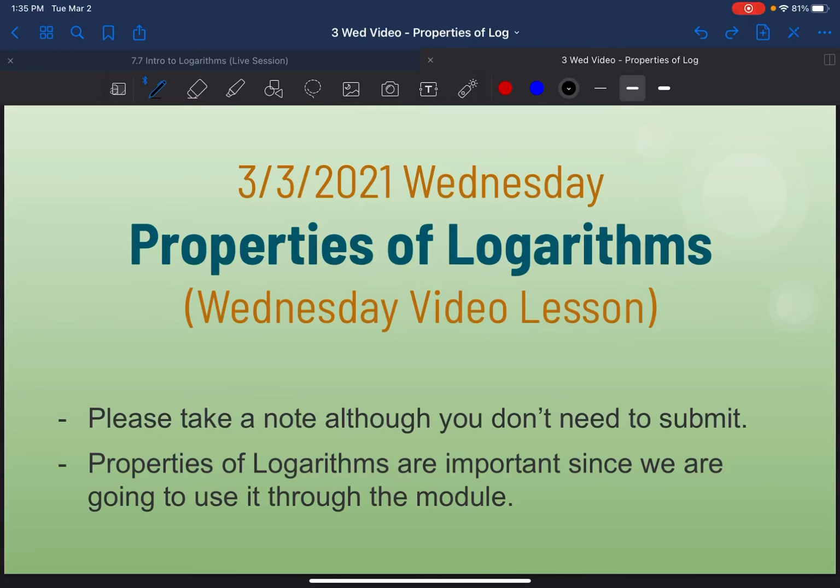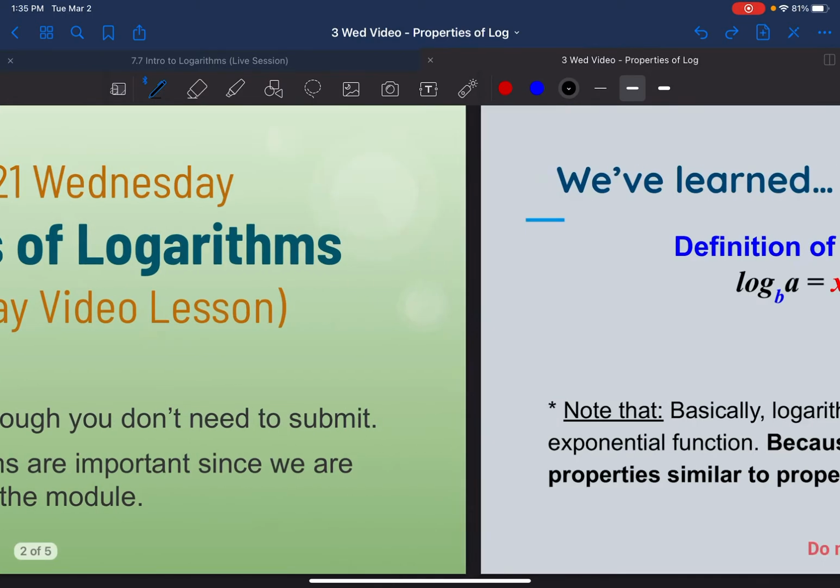So today in this video, I'm just gonna go over properties of logarithms. Please take a note, although you don't have to submit it, because we are going to use properties of logarithms through the entire module. So it's pretty important to understand. So please have your notebook and write down your notes, okay?